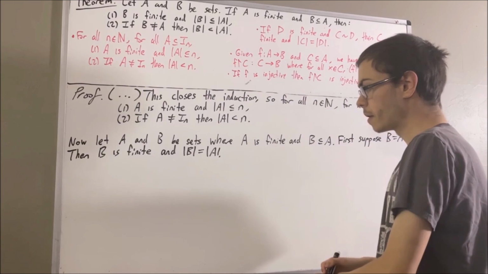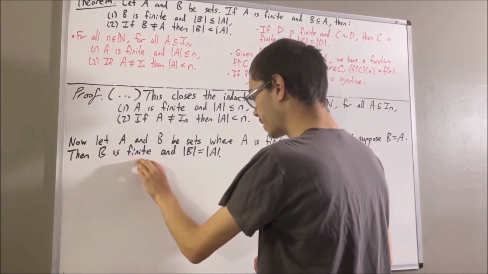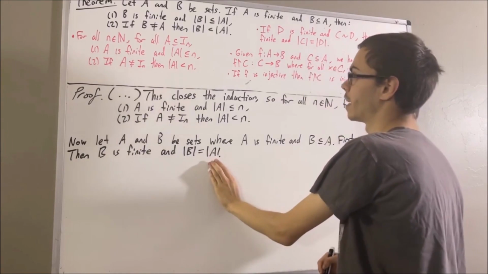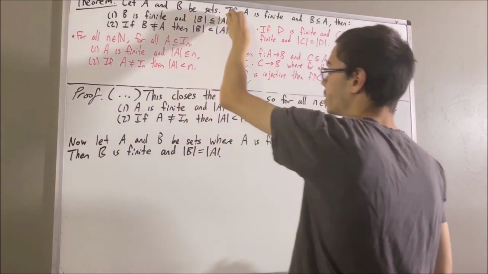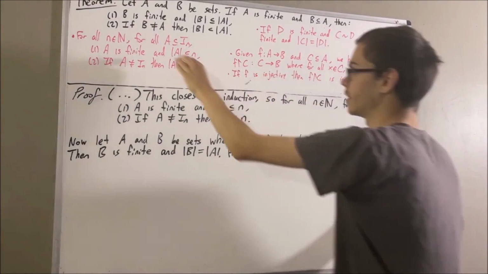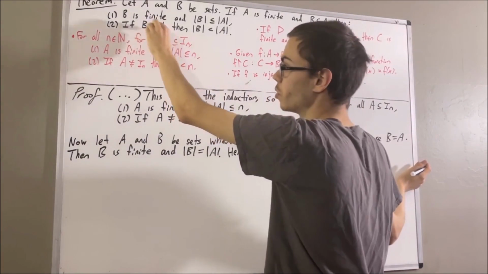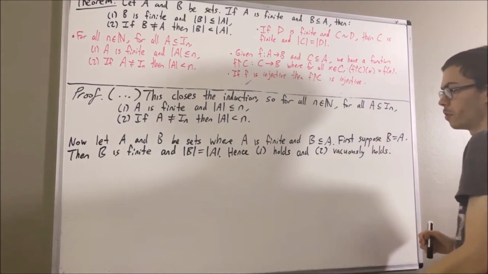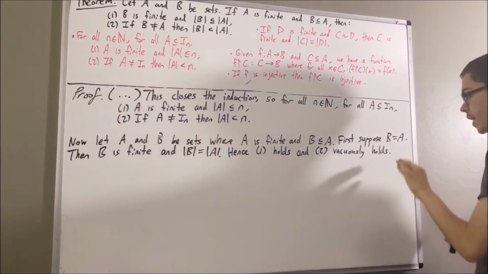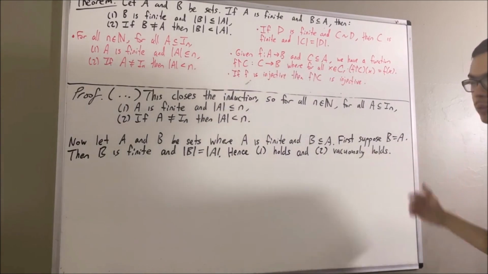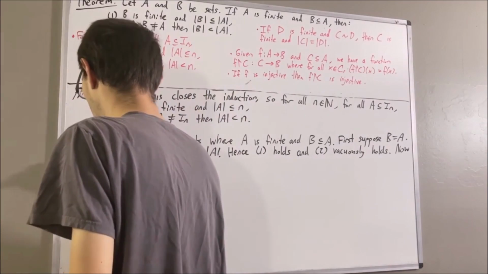So what do we see here? Well, B is finite, and the number of elements in B is less than or equal to the number of elements in A. So 1 holds, and since B is equal to A, this means that the hypothesis of 2 is false. So 2 is vacuously true. So we have proven that both 1 and 2 are true in the case where B is equal to A. So now let's consider the case where B is not equal to A.